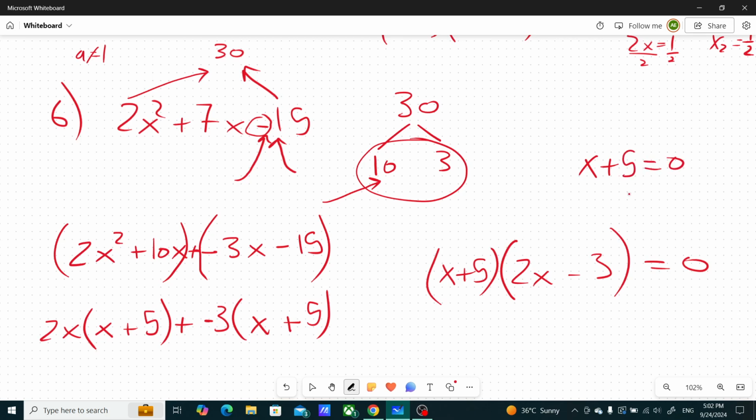x plus 5 equals 0, so x1 equals minus 5, and 2x minus 3 equals 0, so 2x equals 3. So x2 is going to equal 3 over 2.